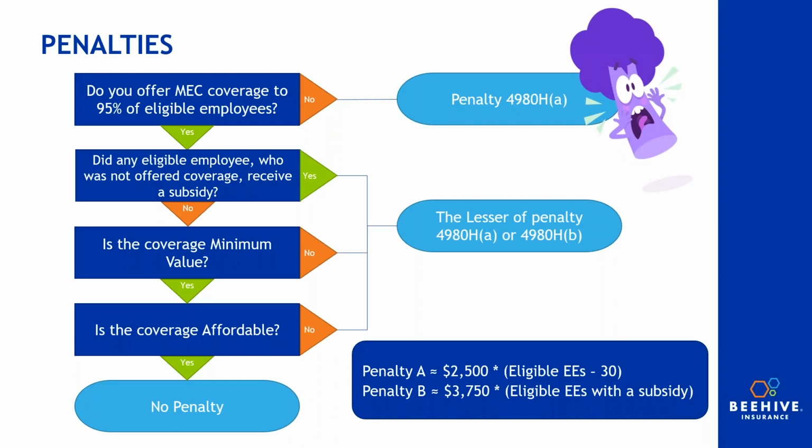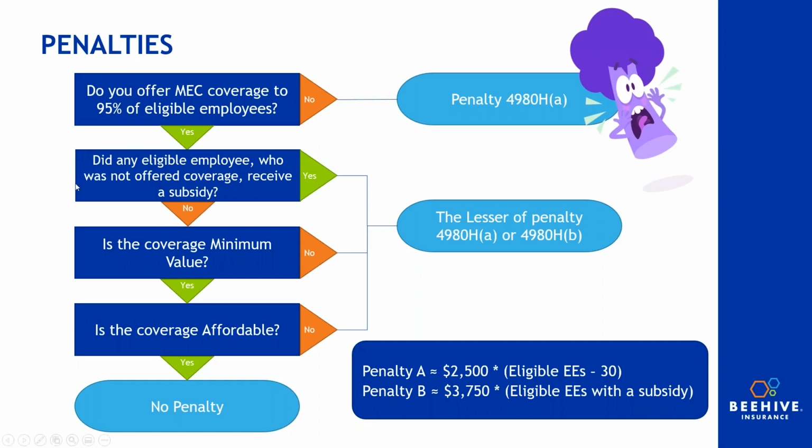You can see in our bottom right box right here, the penalties are calculated by taking an amount and multiplying by a type of employee. So penalty A is multiplied by all of your eligible employees minus 30. That 30 is the grace amount of employees that the IRS gives you that you can subtract for penalty A. The next question: if you answer yes and say, yes, we did offer at least MEC coverage, that is the purpose of offering MEC, to avoid having to face penalty A. You offer MEC, you get to say yes.